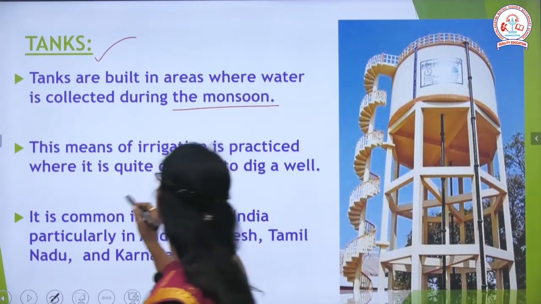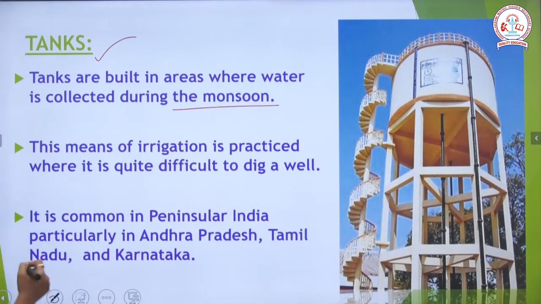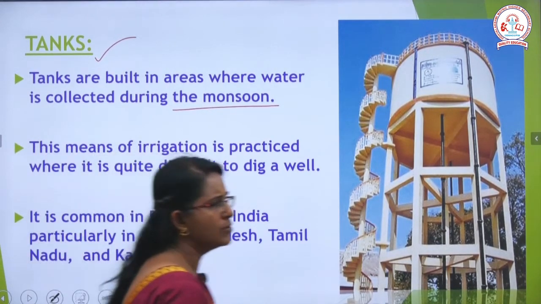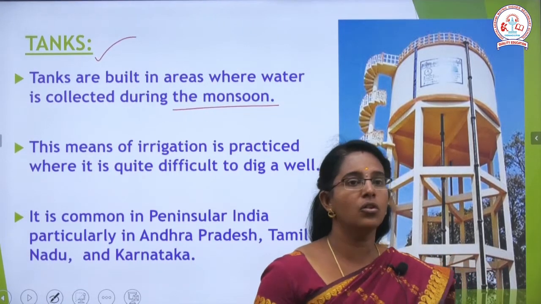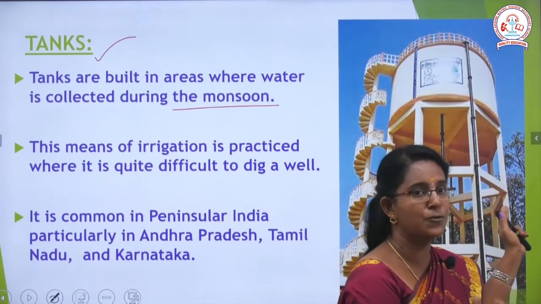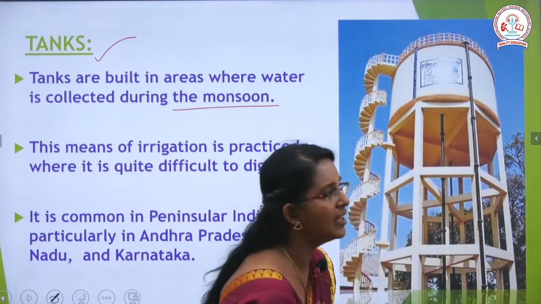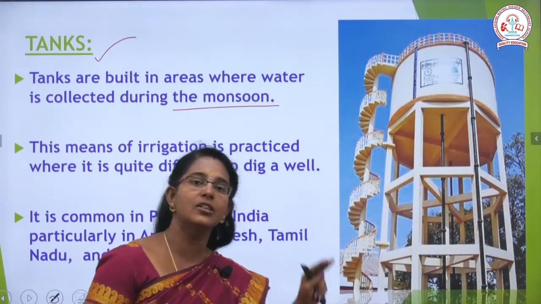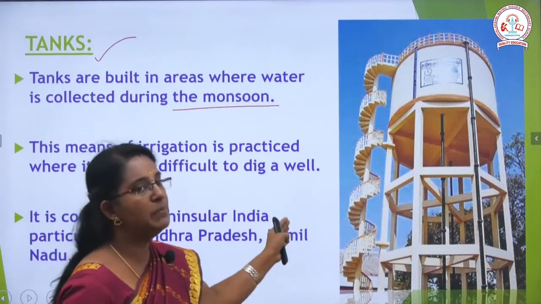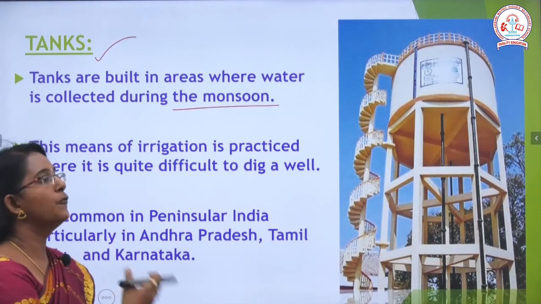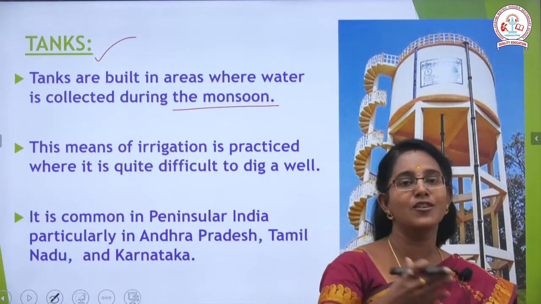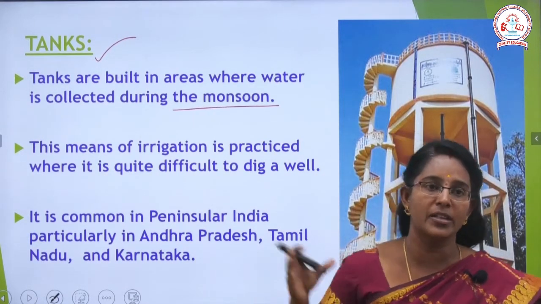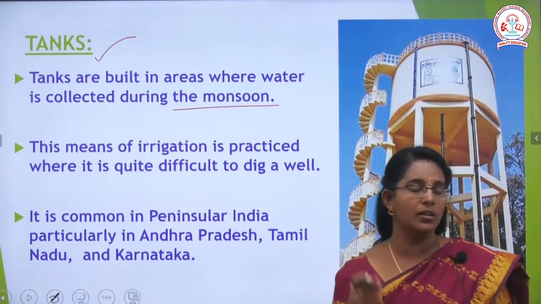Next, this means of irrigation is practiced where it is quite difficult to dig a well. Because in some places they can't dig a well, this tank process is used for those places. எங்கெல்லாம் கிணறு தோண்ட முடியாதோ அந்த இடத்துல வந்து நம்ம என்ன பண்ணுவாங்க அப்படின்னா, they will build the tank and collect the water to supply to all the streets and areas of the people. So it is useful for all people.